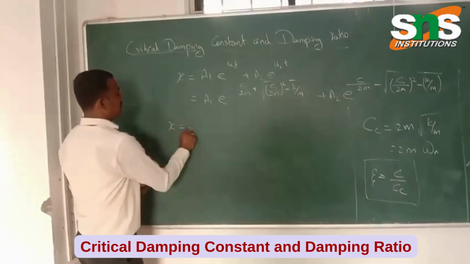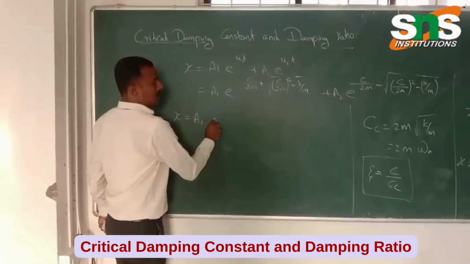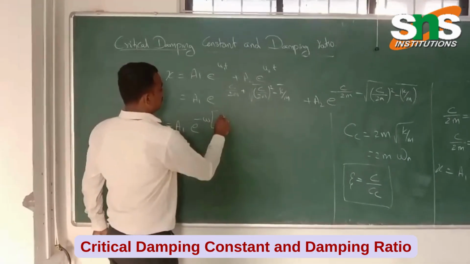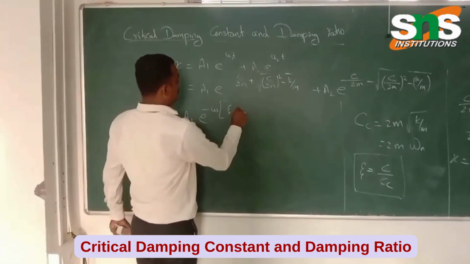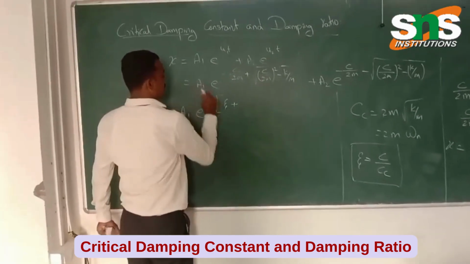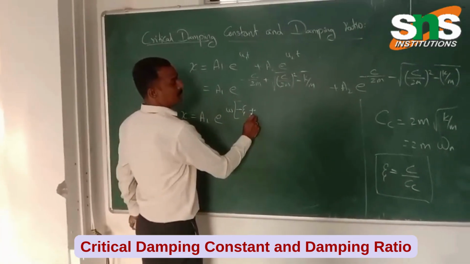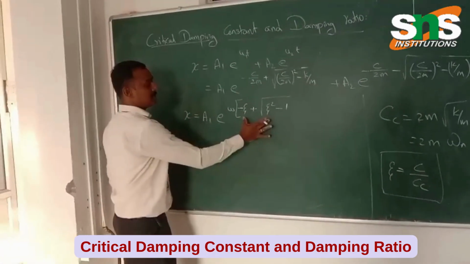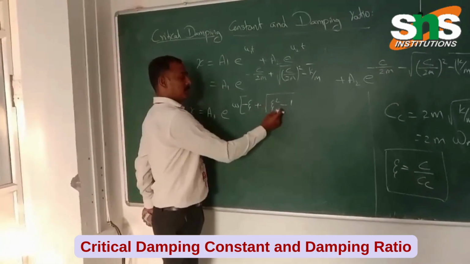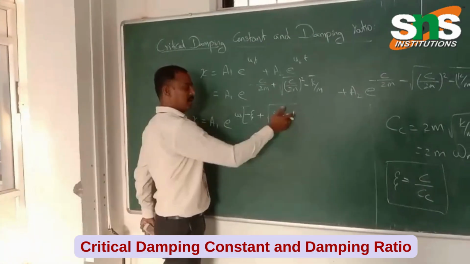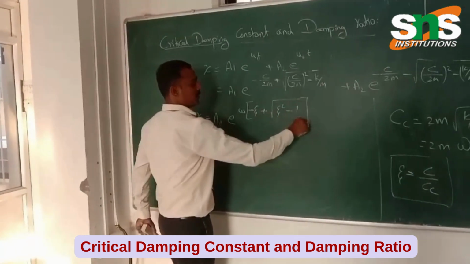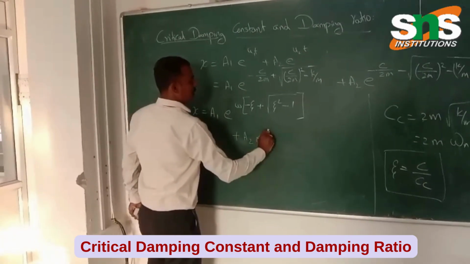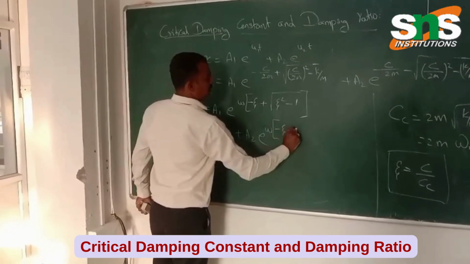Then this equation will become x equal to a1 e power of minus omega, and we will get zeta, that is the damping ratio, plus root of zeta square minus 1. This makes sense that the damping ratio is compared against 1. So this gives one solution here, and the second term a2 will be e power of omega times minus zeta minus root of zeta square minus 1.